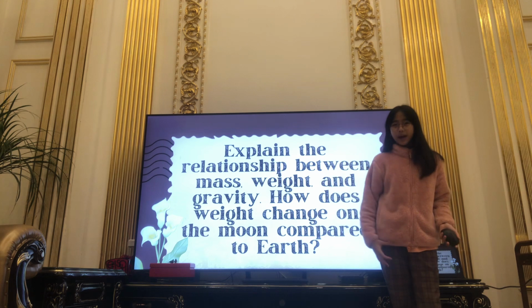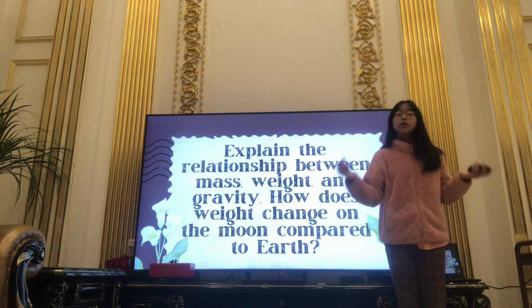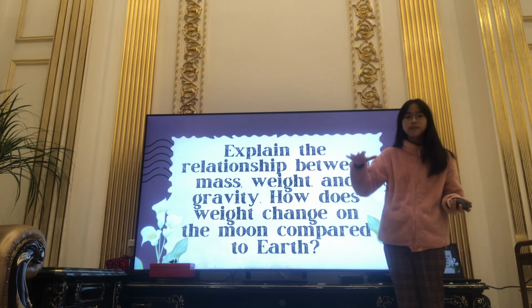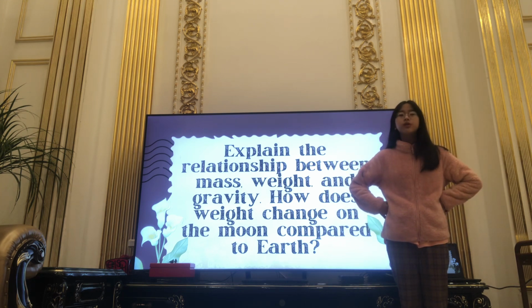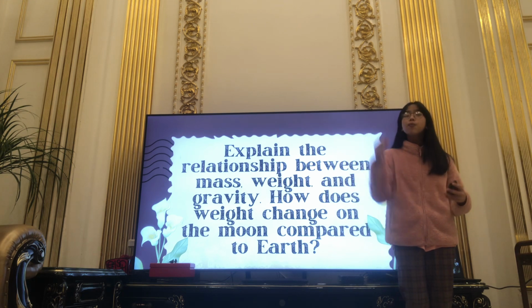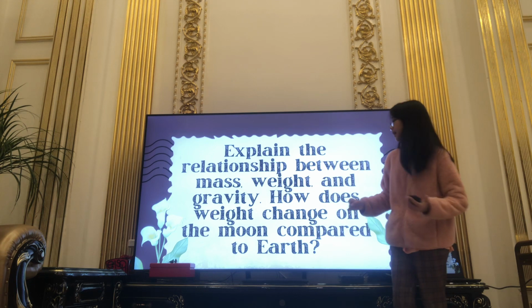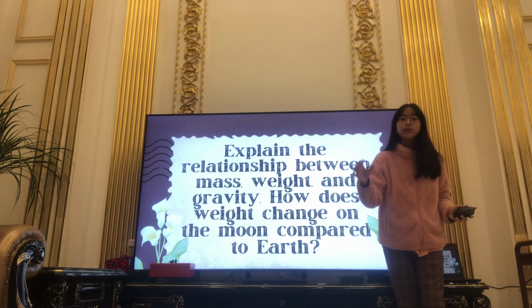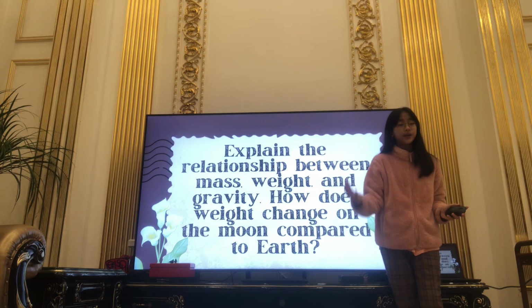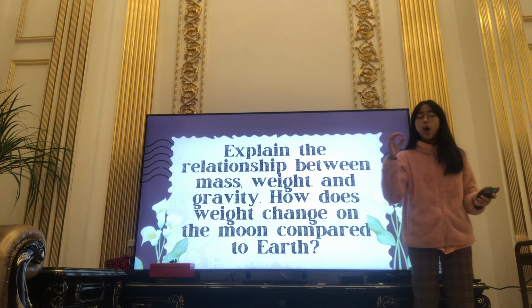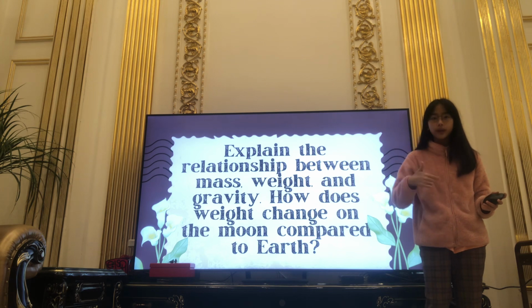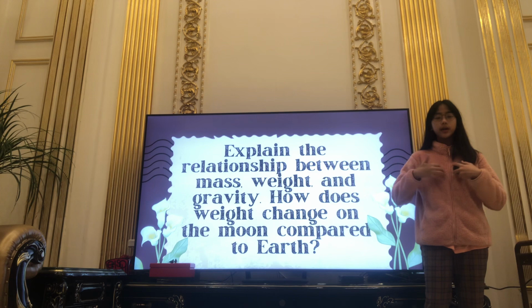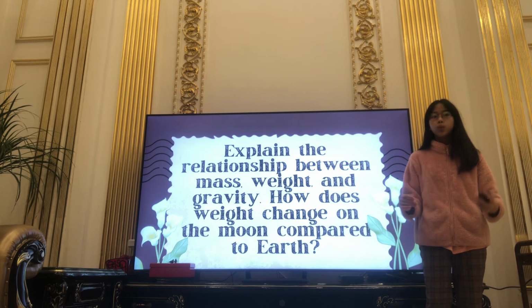When our weight is too heavy, gravity needs to push down on us more. So if I'm too heavy, gravity will pull me more. And weight changes on the moon because the gravity on the moon is less than on Earth. That is why when gravity is pulling us on the moon, we weigh less. And if we are on Earth, we weigh more.